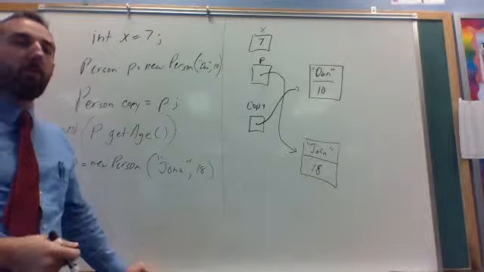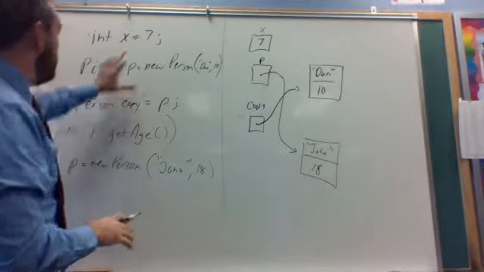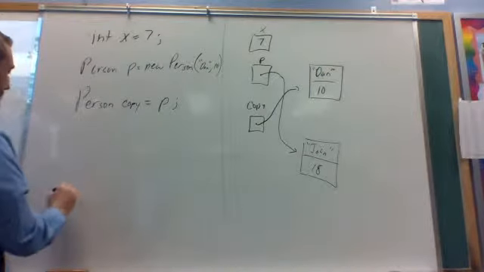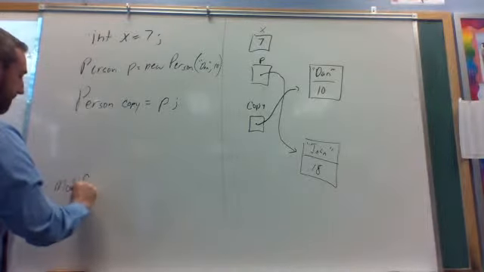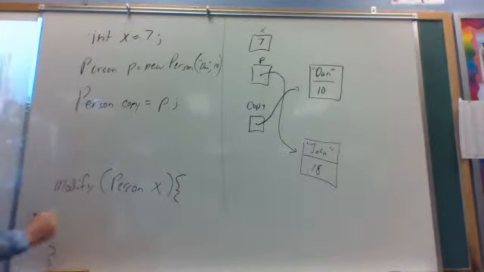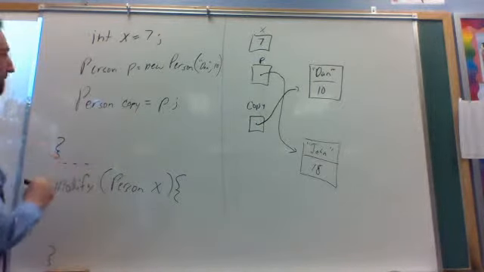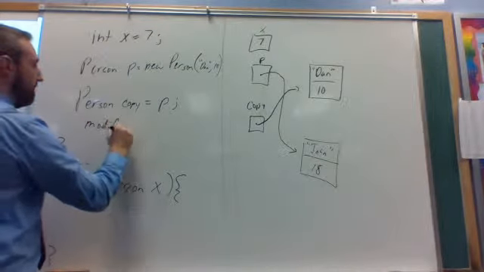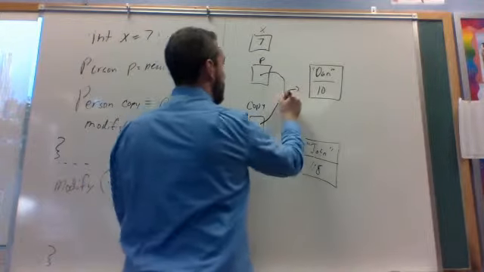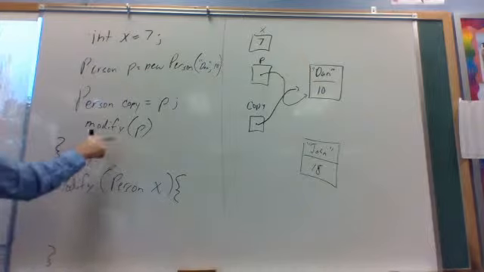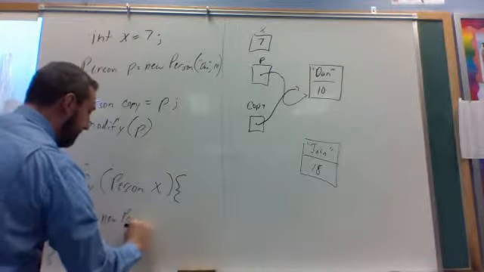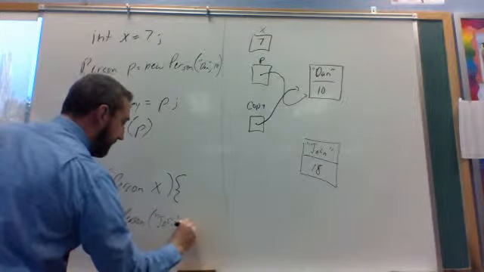Now where this starts to get a little goofy is when we start talking about methods. So imagine all this is still in our main program, but now we are going to call a method that modifies things. So here's our method, modify person x. All right, and we're going to experiment a little bit. So this is in the main, and this is another method written somewhere else. So let's say modify p, and in here we say x equals new person John who is 18.